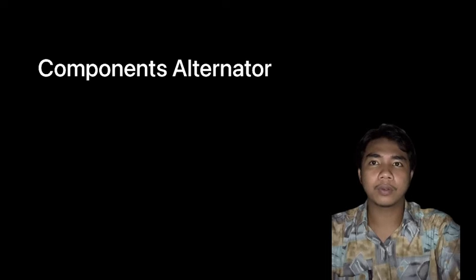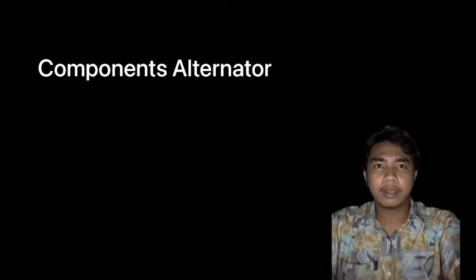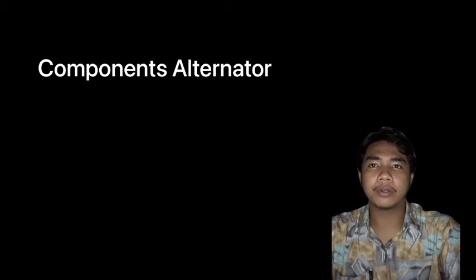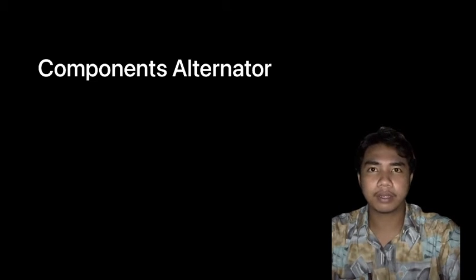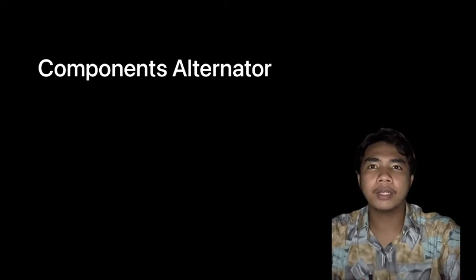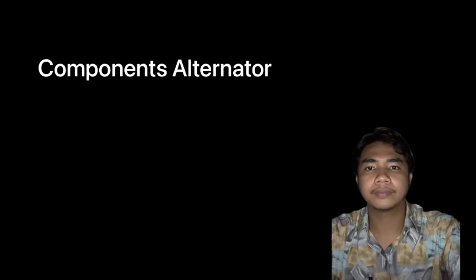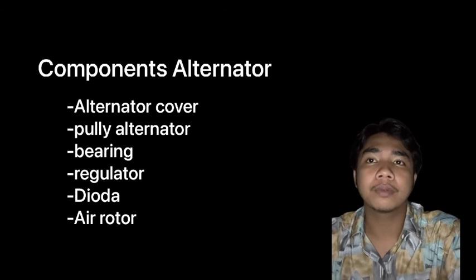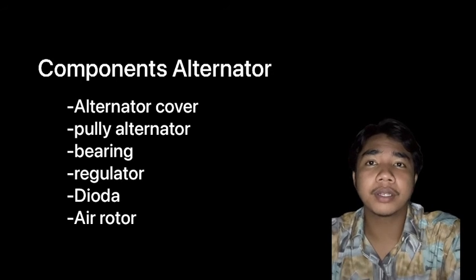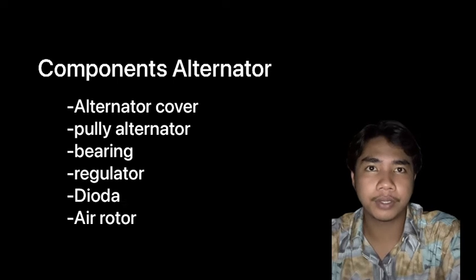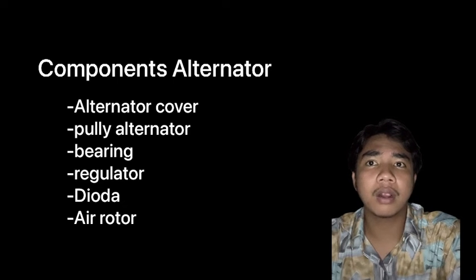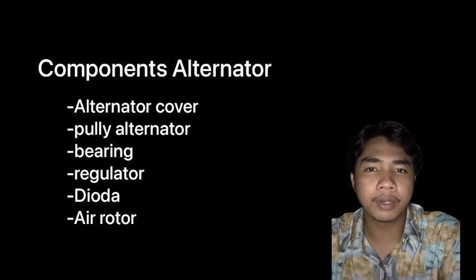Components in the alternator. As already explained, this alternator can work when the engine is turned on, while the alternator itself can work because of the components in it. The components that support the work of the alternator basically consist of: component number 1, alternator cover. This section is where all the alternator components are housed. Its function is as a cooling device to prevent the engine from overheating, being damaged or burning.